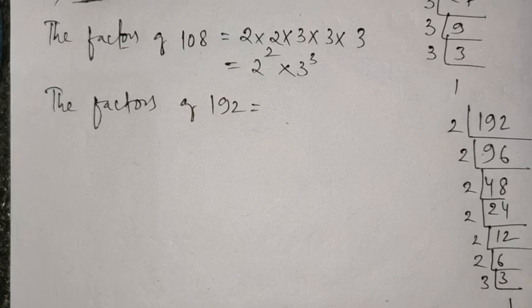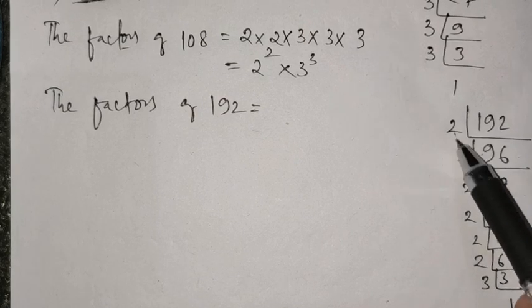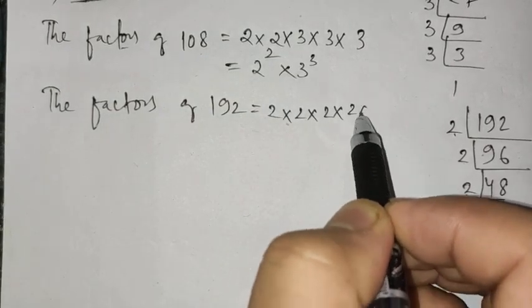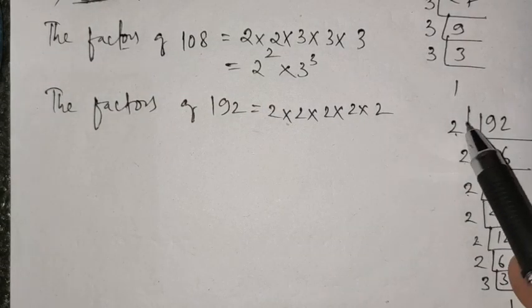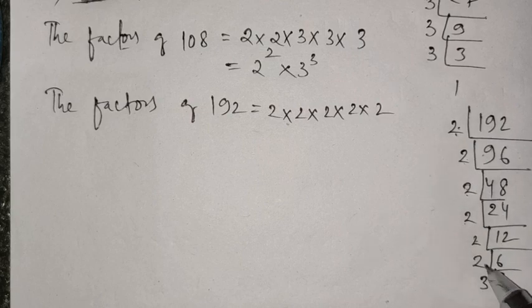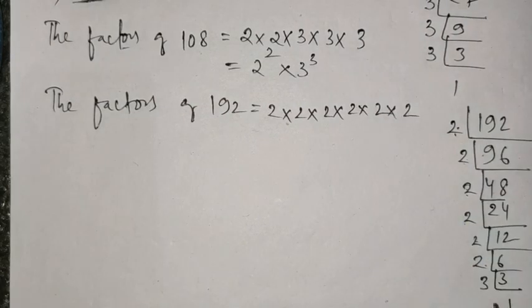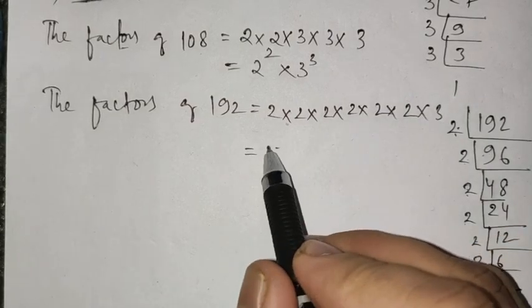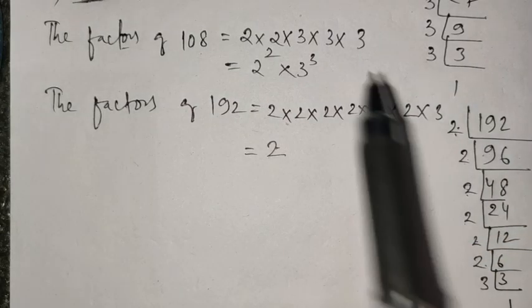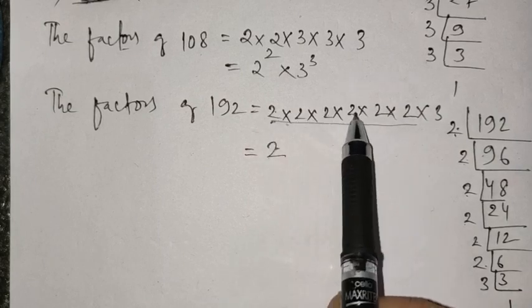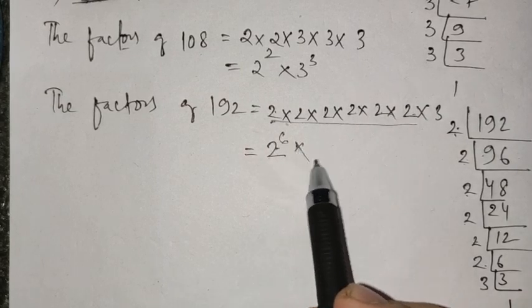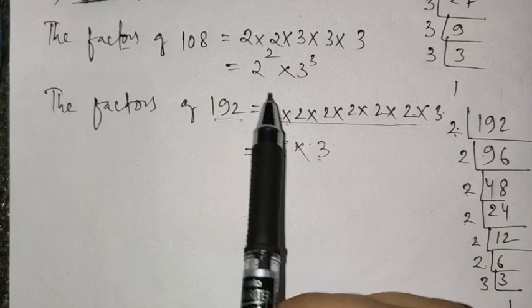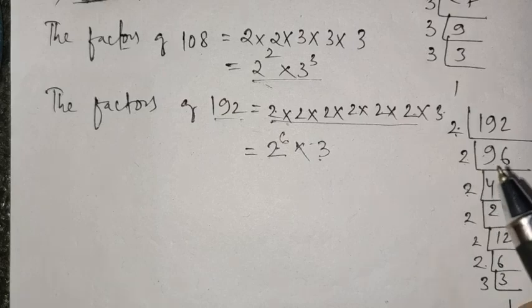Now can you tell me how many 2s are here? 1 2 3 4 5, yes, 1 2 3 4 5 6, sorry, once more, and the last one remaining is 3. So what will be your exponential form of 2? 1 2 3 4 5 6, so 2 to the power 6, and what remains? 3. So this is the exponential form of 192, and this is the exponential form of 108.